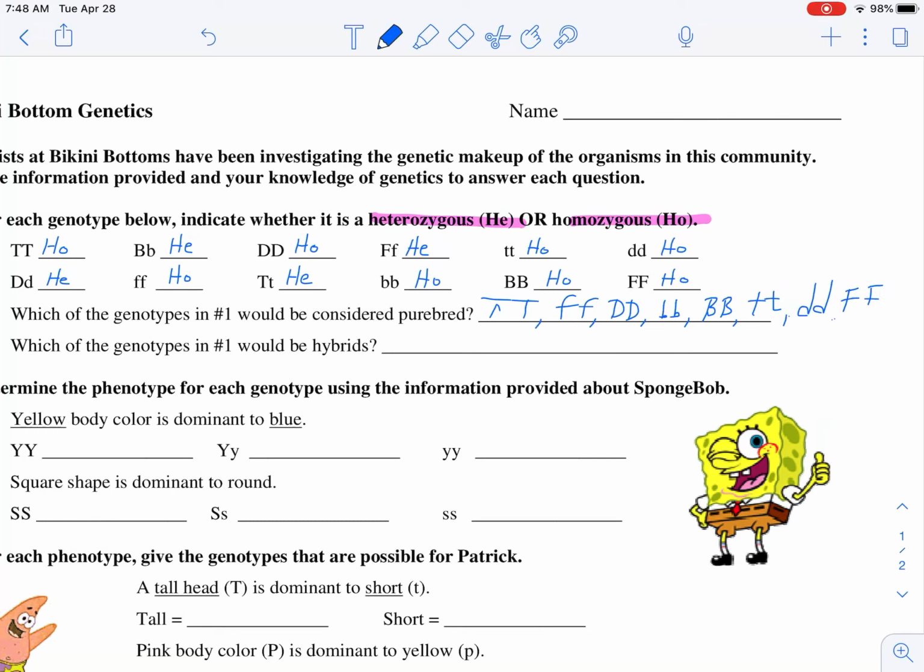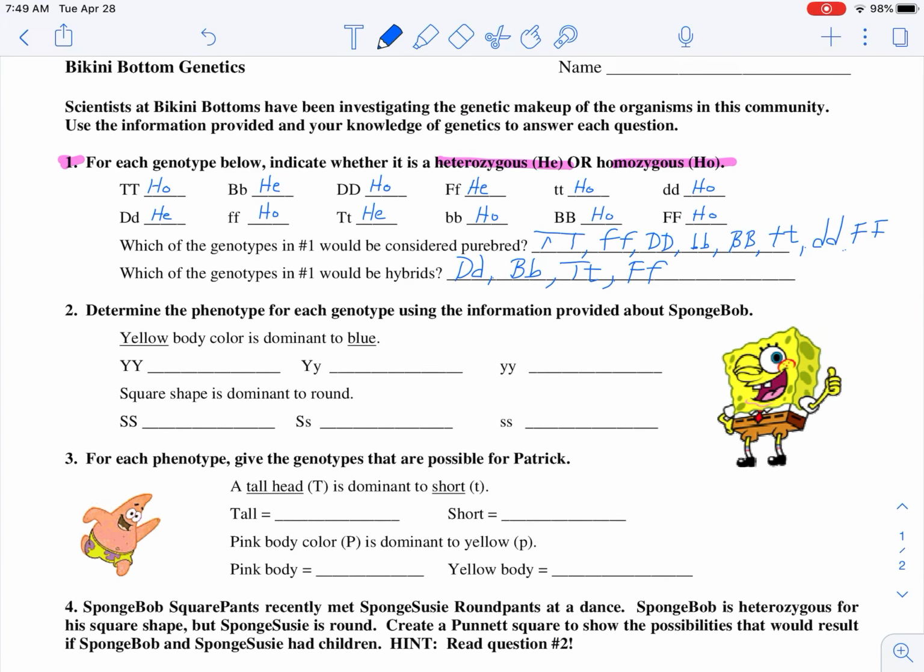And the reason they call these purebred is because if they were bred with each other using a Punnett square, they would always get the same results. Okay. For the hybrids, that would be all the answers that you wrote HE for. So you've got capital D, lowercase d, capital B and lowercase b, capital T, lowercase t, capital and lowercase f's, and that would be all.